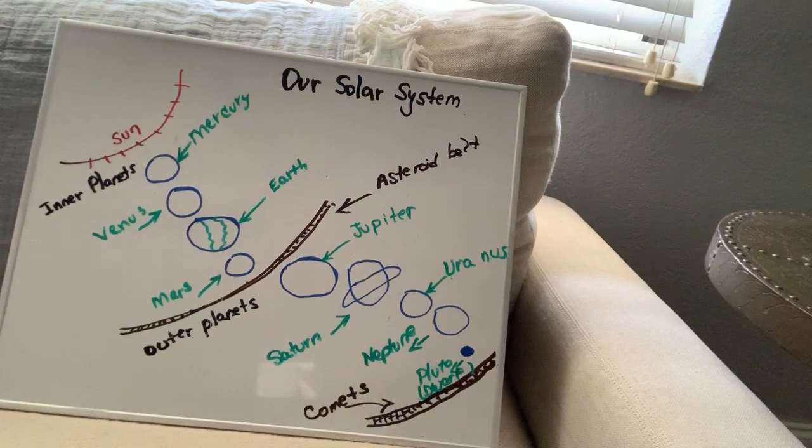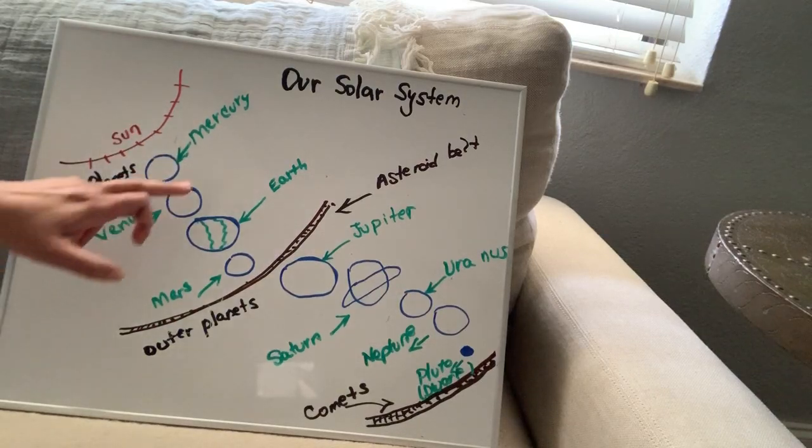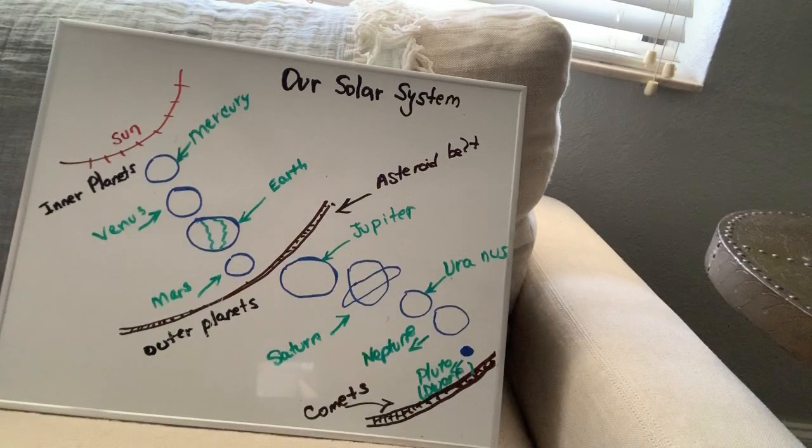All the planets in our solar system orbit the sun in a particular order. Closest is Mercury, then comes Venus, then you have Earth, and then Mars right here. Then after that, we have the rest, which are Jupiter and Saturn, Uranus, Neptune, and finally the dwarf planet Pluto.